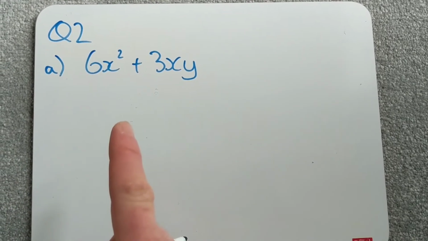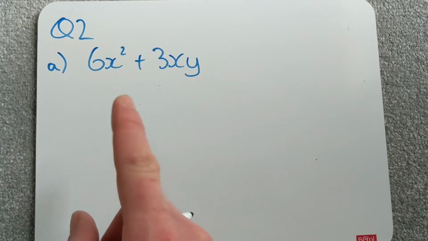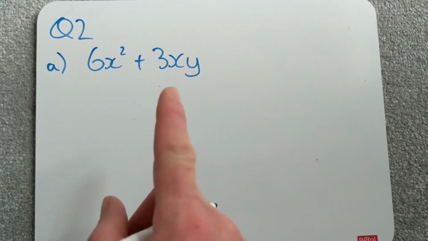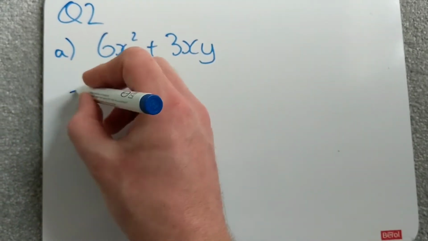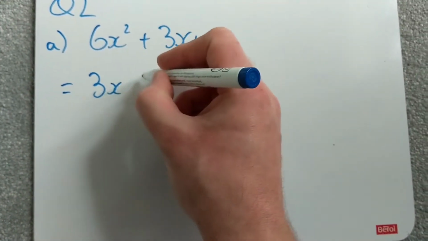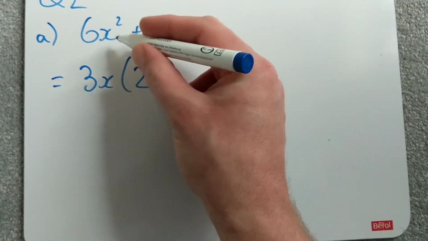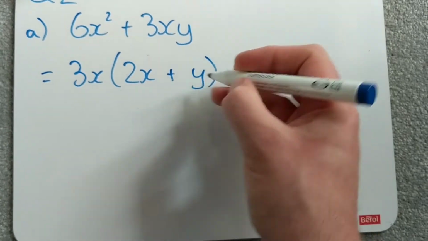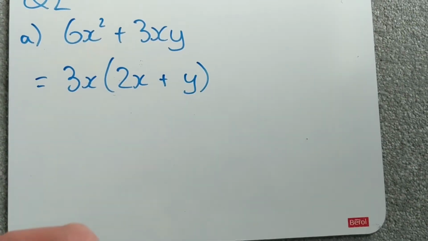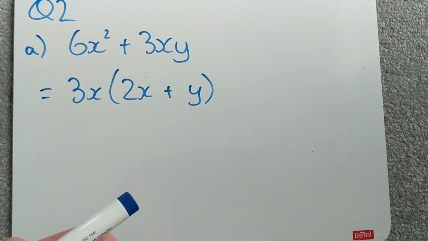So in this expression here, your highest common factor, numbers wise, would be 3, because 3 goes into both terms. And also x's go into both terms. So your highest common factor would be 3x, bracket 2x, because 3x times 2x would give you 6x², and then plus y, because 3x times y would give you 3xy. If you multiplied that out, you'd get the same answer as you started.